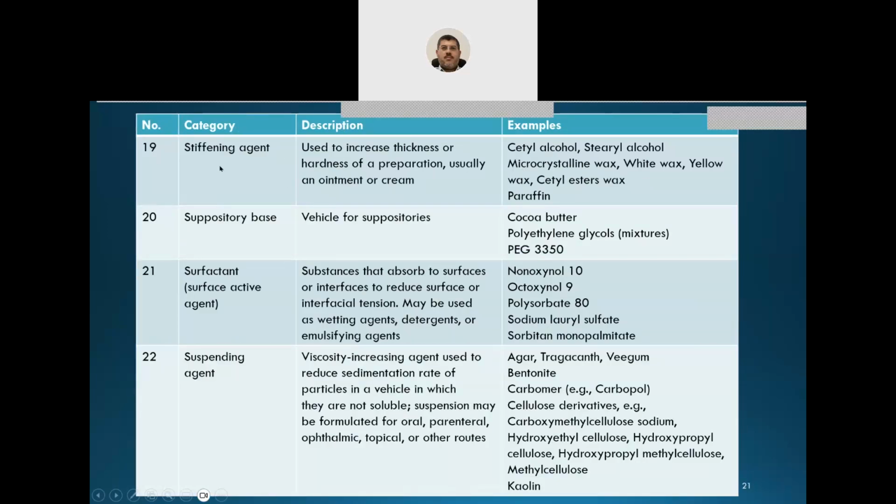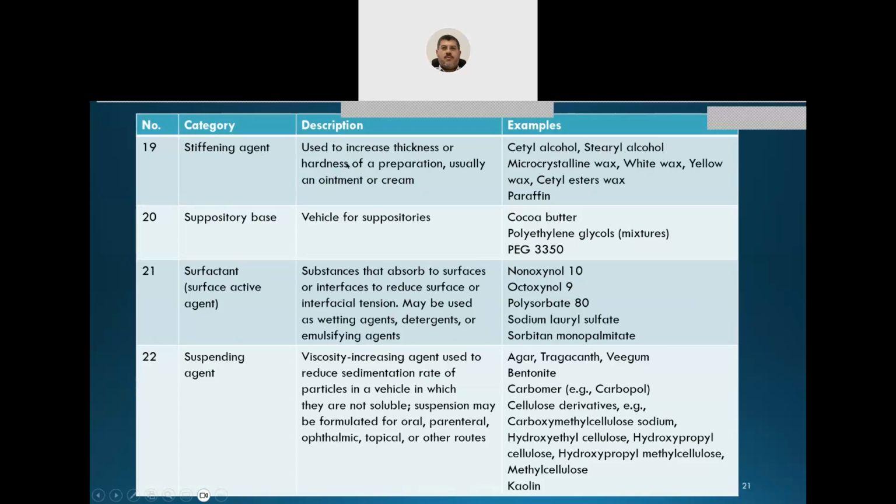Some materials are used as stiffening agents. As we mentioned in the previous slide about emulsion, emulsion is, for example, oil and water emulsion. You disperse oil in water as fine droplets that you cannot see by naked eyes, but you can see under microscope, for example. It will have a white appearance like the milk. Okay, so this is just an emulsion.